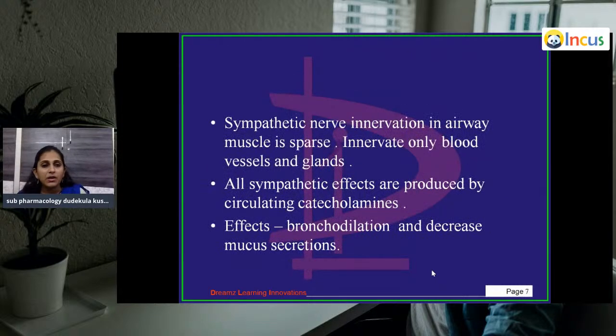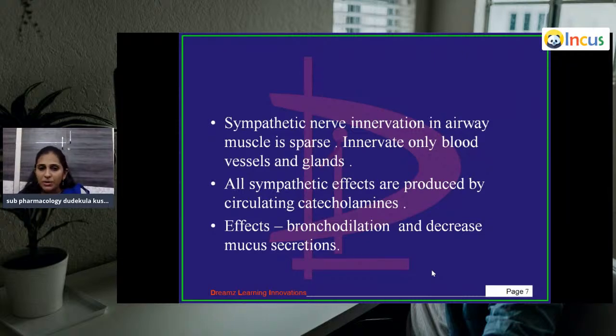Now, sympathetic. This sympathetic innervation in airway muscles is very sparse. You will not have receptors. Okay, this beta 2 action is only present because these receptors are present in blood vessels and glands. By these only they act. Okay, all sympathetic effects that have been produced, that is bronchodilation and decreased mucus secretions, are produced by circulating catecholamines. You will not have many beta 2 receptors in bronchial smooth muscle.